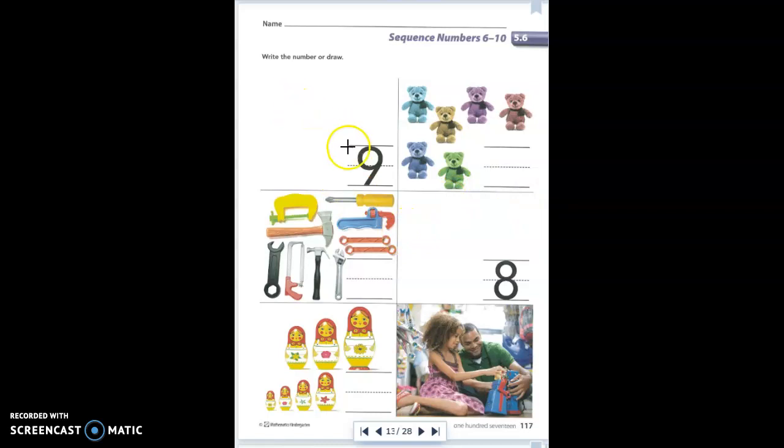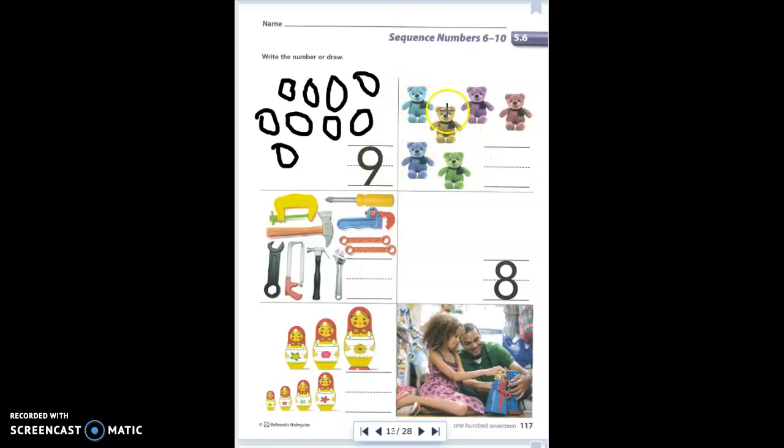So for the first box, we need to make 9 objects. The number 9 is here in the thing, so we're going to make 9 objects. 1, 2, 3, 4, 5, 6, 7, 8, 9. 9 objects to represent the number 9.